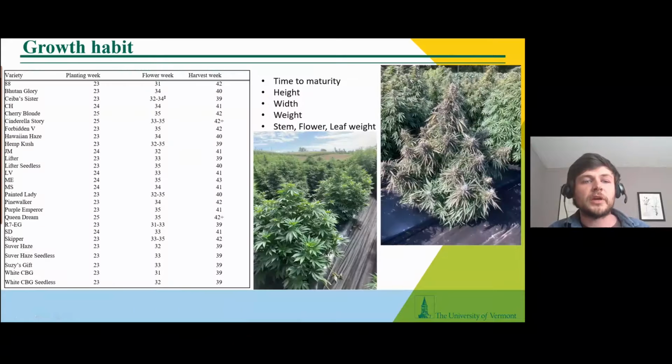And so within these trials, as I go along, I'm just going to touch on a few of those different metrics that we collect. A few of those are going to include the plant characteristics like height, width, whole plant weight, and then the fractionated components of the plants as well, in addition to our time to maturity.